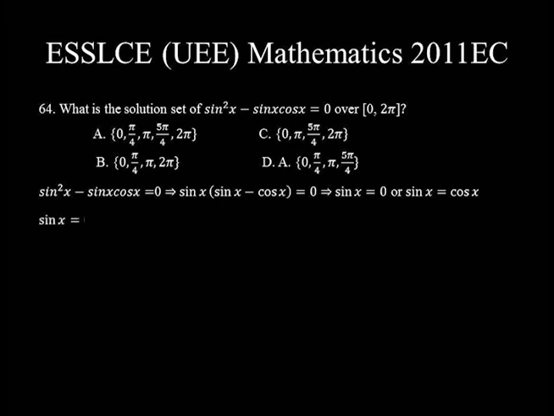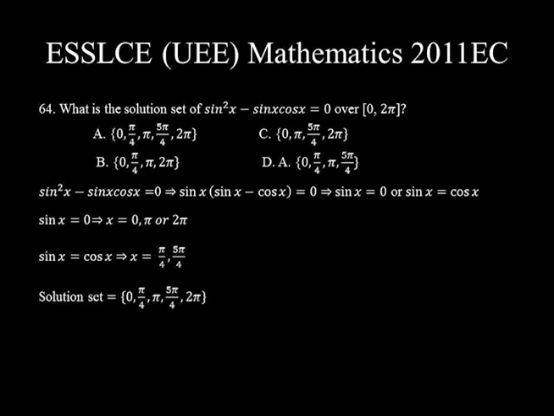Sine x is equal to 0 when x is equal to 0, pi, or 2 pi. Sine x is equal to cos x when x is equal to pi over 4 or 5 pi over 4. Hence, the solution set is 0, pi over 4, pi, 5 pi over 4, 2 pi. So choice A is the right alternative.